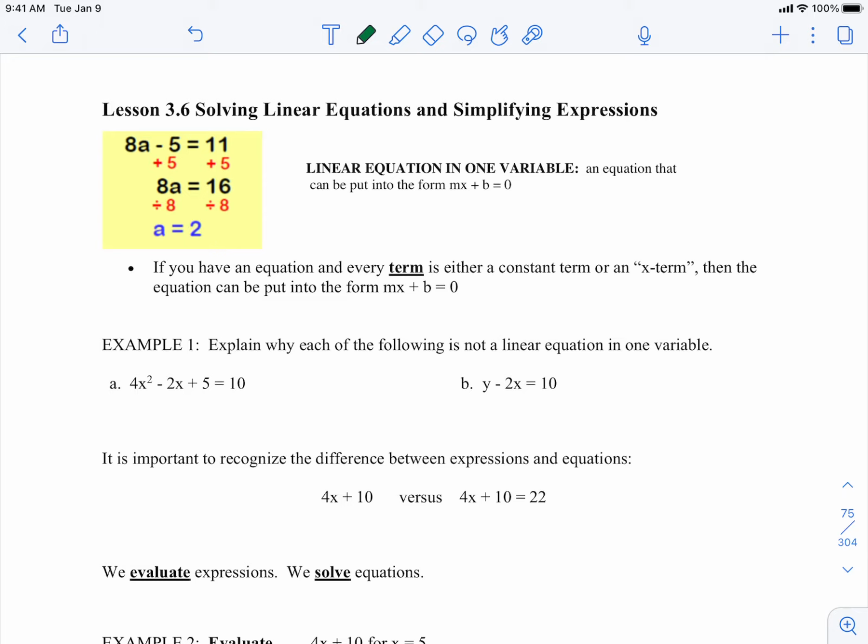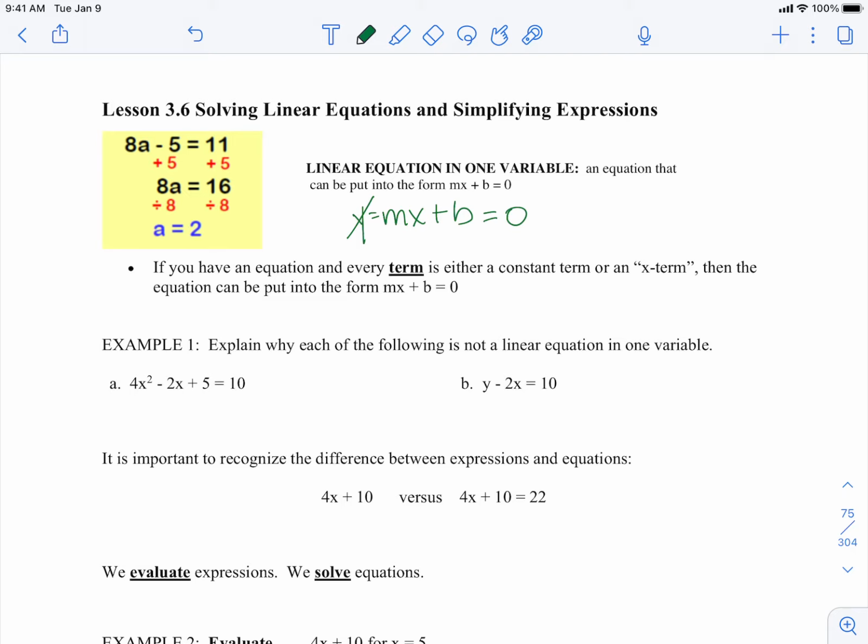Hi everyone. Today we're doing notes for 3.6, solving linear equations and simplifying expressions. A linear equation in one variable is an equation that can be put into the form mx plus b equals 0. So essentially our y equals mx plus b, we're just setting that equal to 0 instead of having the y equals in front. If you have an equation and every term is either a constant term or an x term, then the equation can be put into the form mx plus b equals 0.